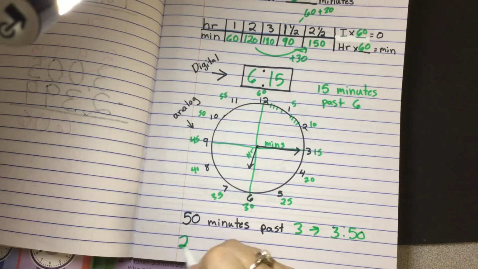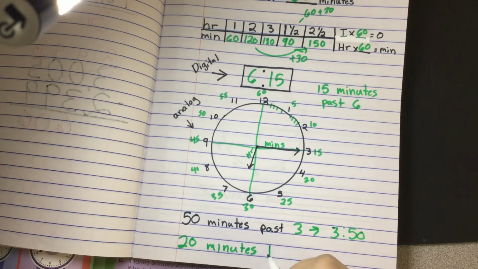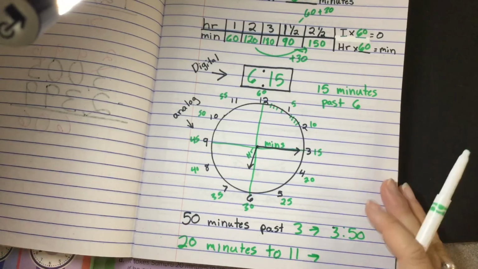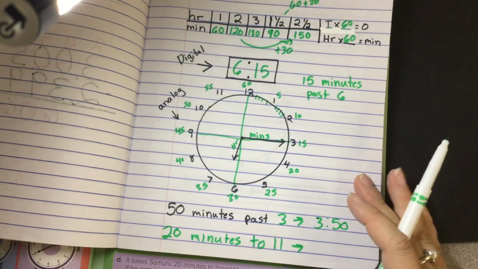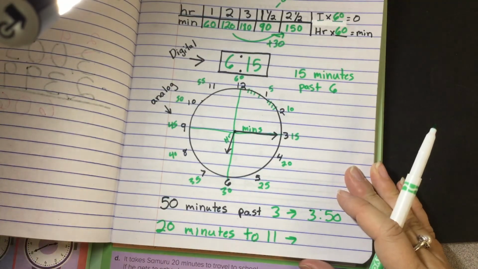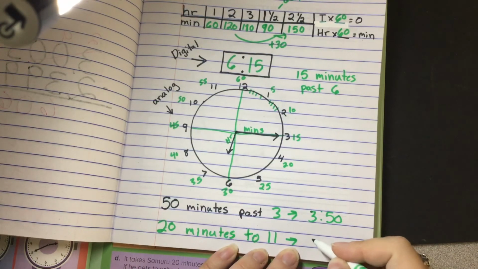How about 20 minutes, and write this one, please. 20 minutes to 11, or till 11. Does that mean it's 11 yet? No. If I'm saying it's 20 minutes till 11, it wouldn't be 11, so we'd have to go back an hour for the hour part. What would that be? 10.